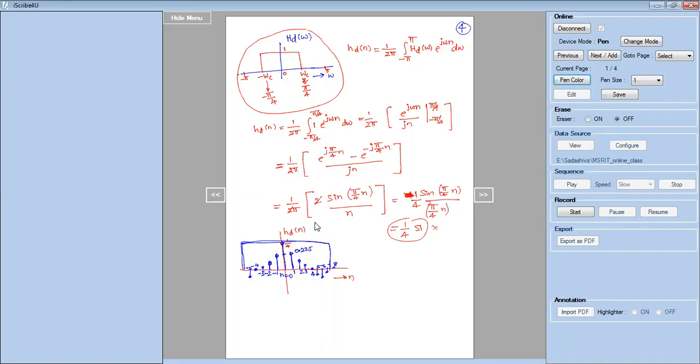It is not continuous. It is in the discrete time domain. I will pick up only this. How can I do that? This can be achieved by multiplying the HD of n with a particular window. Now I will get h of n, where h of n is hd of n into w of n, where w of n is the window. Okay, w of n is the window, where that window can be of different nature.